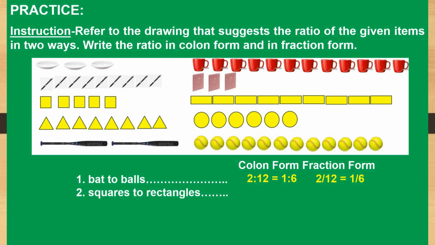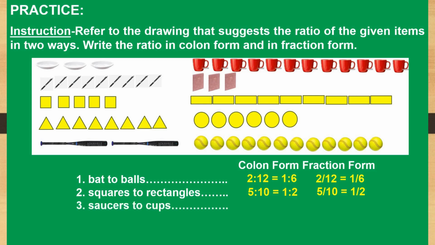Next, squares to rectangles. Please count the number of squares and rectangles above. In colon form, what is your answer, children? 5:10. That means there are 5 squares and 10 rectangles. Change to simplest form, that is 1:2. Why? We are going to divide 5:10 by 5, because 5 is the GCF of 5 and 10. When you divide 5 by 5, your answer is 1. When you divide 10 by 5, your answer is 2. That's why your answer is 1:2. Let's see in fraction form. Very good, children. 5/10 is equal to 1/2.